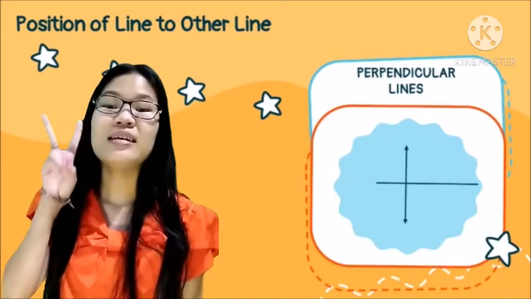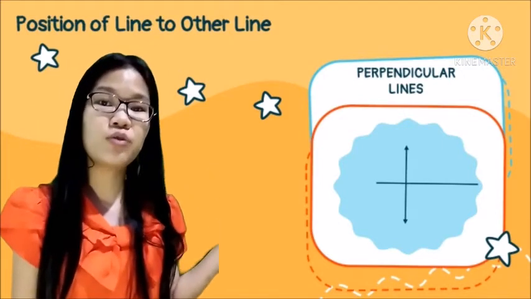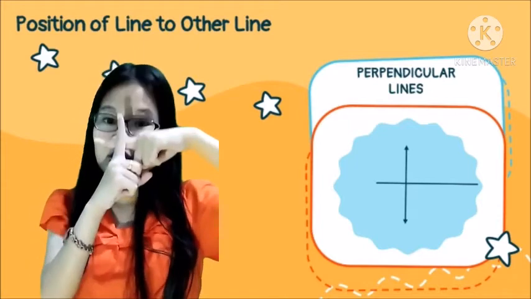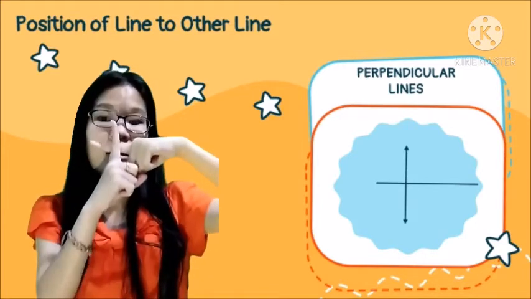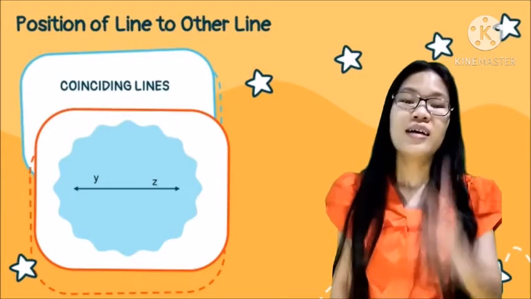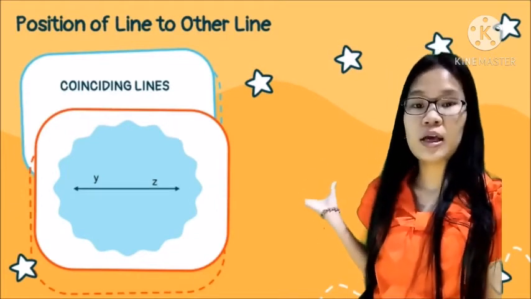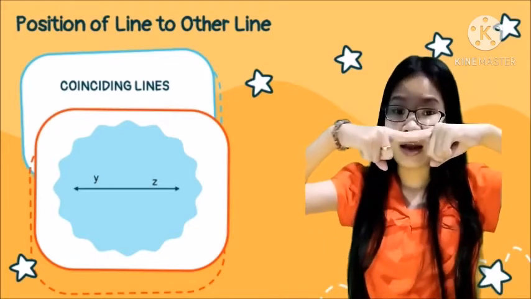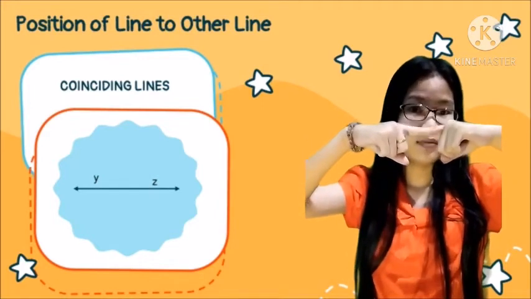The second is perpendicular lines. Look at the picture. These are perpendicular lines. Perpendicular lines are the relationship between two lines which intersect and form a right angle. The third is coinciding lines. Look at the picture. These are coinciding lines. Coinciding lines are 2 or more lines that lay exactly on top of each other.